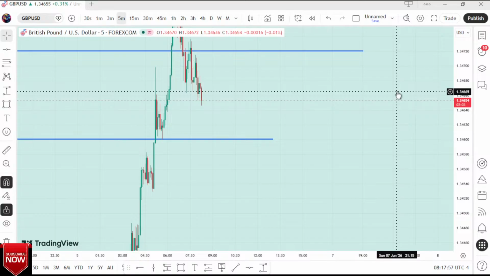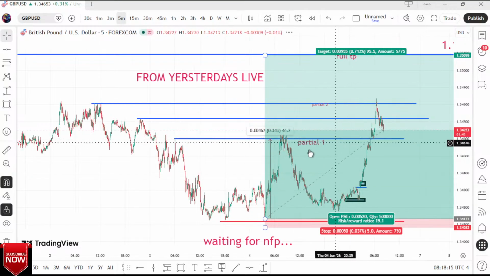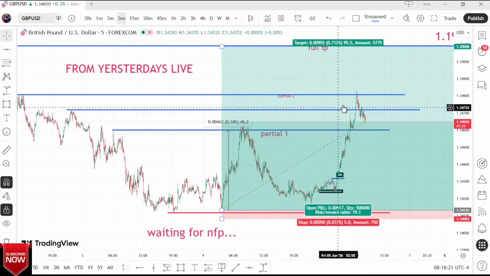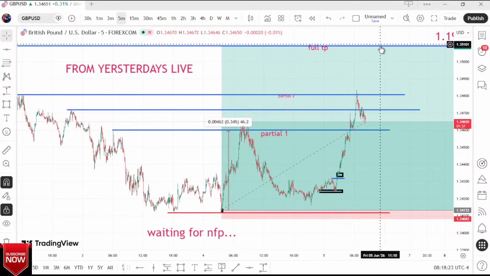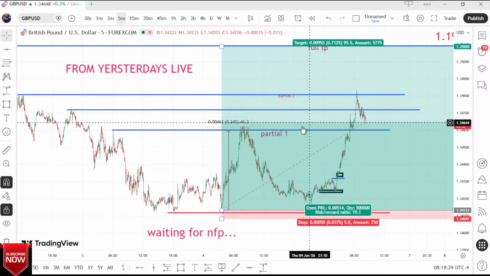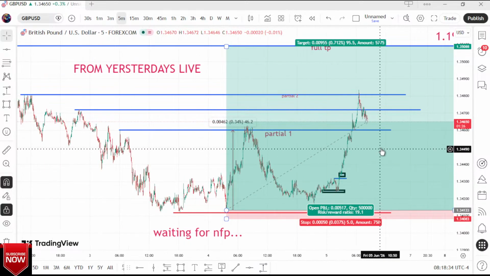It's 30 minutes to the NFP release, and let's wait and see what NFP will do for us. Waiting for NFP, I'll put it there, and maybe you'll see a spike up to these buy side liquidity. These spike up. Let's see. You'll actually know where the entry will be.